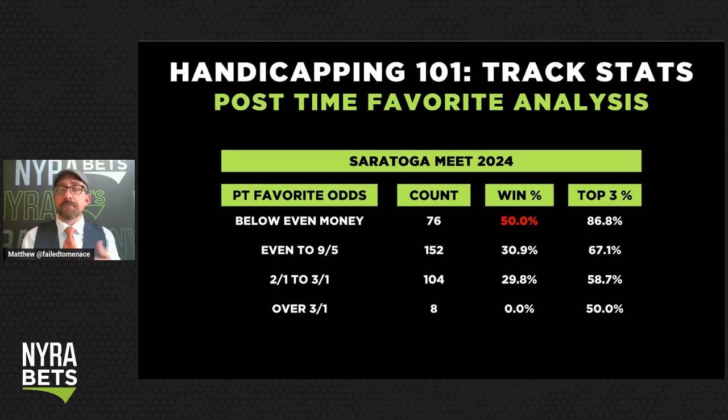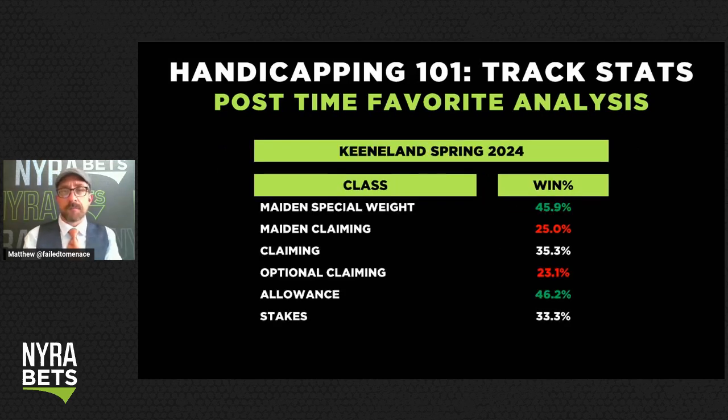And the interesting part is horses that were even money to 9-5 were winning at almost the exact same rate as horses that were 2-1 or 3-1. Again, it tells you that if you still have a relatively strong favorite, a 6-5 favorite, a 7-5 favorite, you can still feel pretty confident betting against those horses, or at least know that they have no better chance of winning than a horse that's 3-1 potentially. So a lot of things to keep in mind, but that's one way to use some of the data that I provide in track stats.